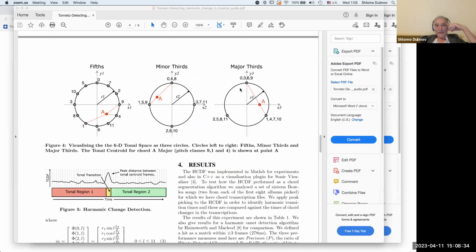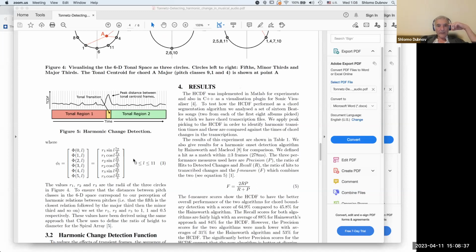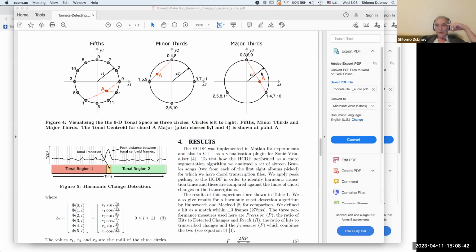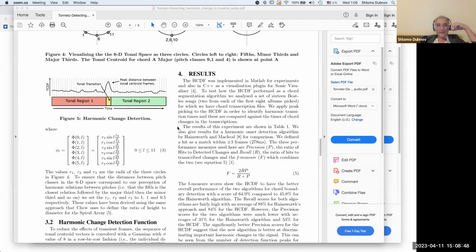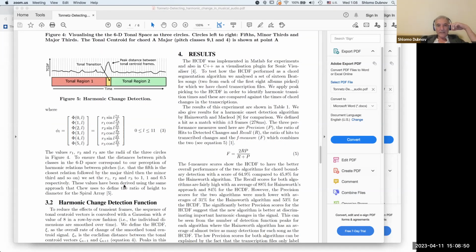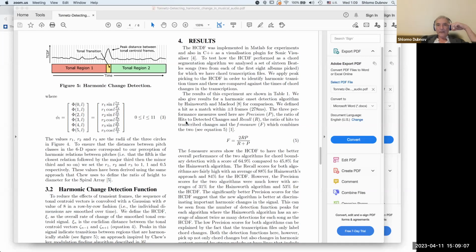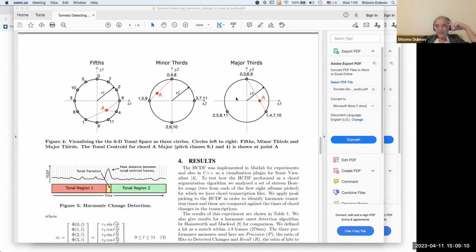Now, when they run these R's, there is a little bit of an arbitrary choice. What is the R? These are kind of the radiuses of this representation. It seems very natural to take them all as one, but for some reason, and we can check what is the exact implementation also on Librosa, the paper proposes to have R1 and R2 as 1, and R3 is 0.5.